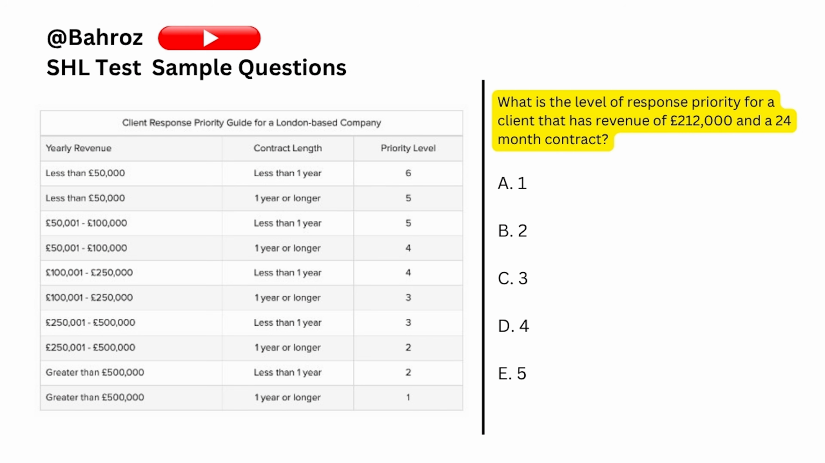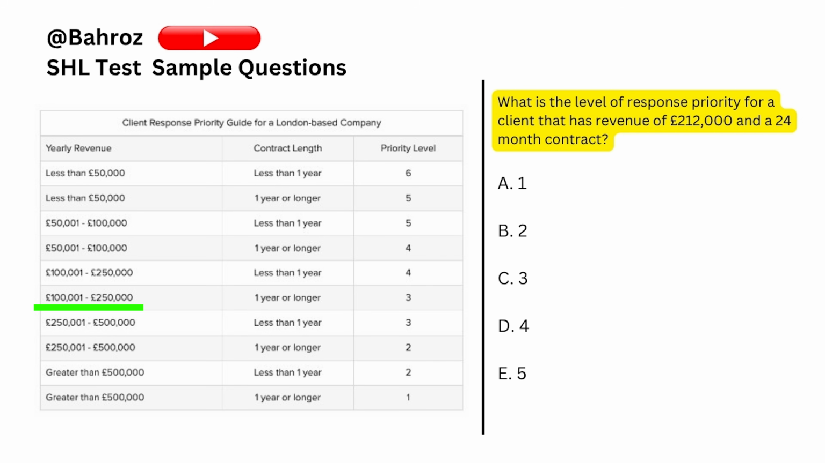Last sample question. Here, we are to find the level of response priority for a client that has revenue of £212,000 and a 24-month contract. To determine the level of response priority, we need to consider 2 key pieces of information provided in the question. The client has a yearly revenue of £212,000 and a contract length of 24 months. First, we look at the revenue. £212,000 falls within the range of £100,000 to £250,000.